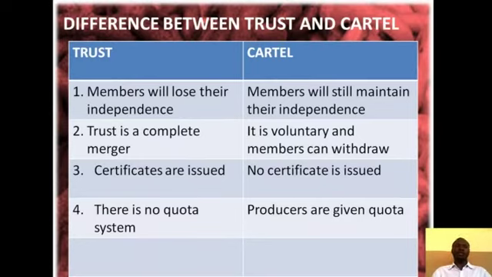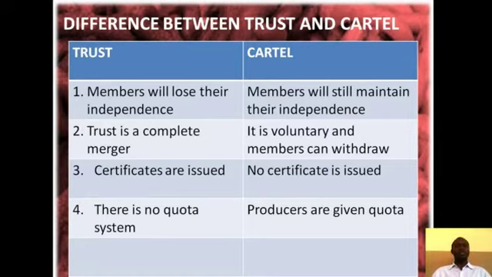Now, let's look at some of the differences between trust and cartel. The first is that under trust, members will lose their independence, while under cartel, members will still maintain their independence. So the control in this case is actually committed to a singular body. But what happened here is that the independence that they have, they tend to lose it under trust. But when it comes to cartel, there is retention of their independence.